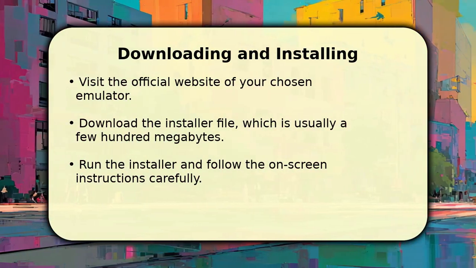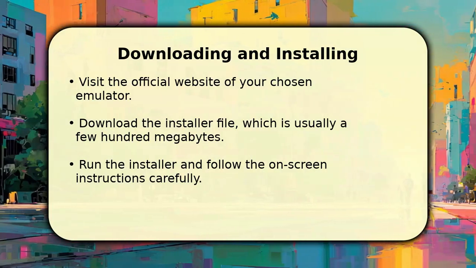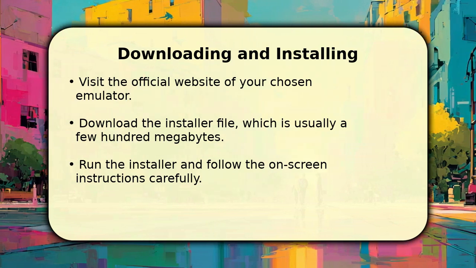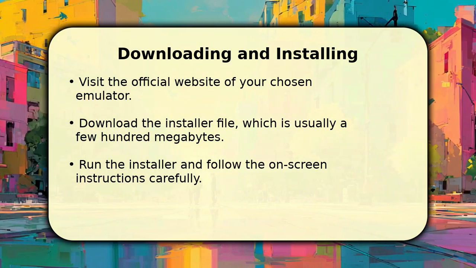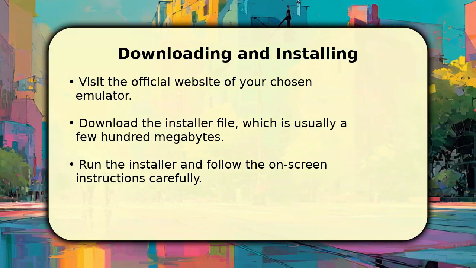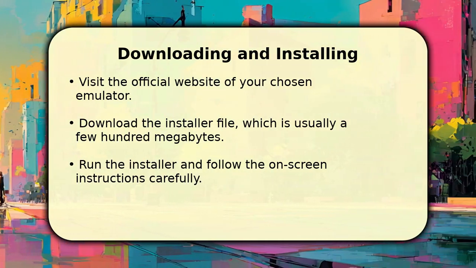Once you have decided on an emulator, head to its official website to download the installer. The file size is typically around 500 megabytes, so it should download quickly on a decent internet connection. After downloading, run the executable file and follow the clear setup prompts. Installation usually takes about 5 to 10 minutes, depending on your computer's speed.